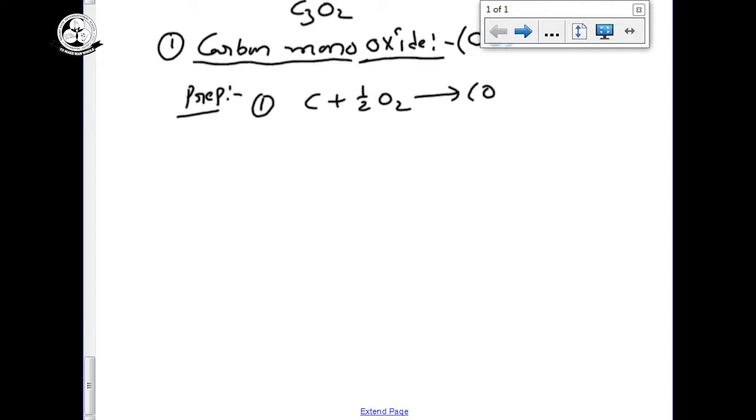In thermodynamics we will also discuss Hess's law. Carbon dioxide can form in one step or in multiple steps, and the amount of energy liberated is the same. C plus O2 gives CO2, that we know.